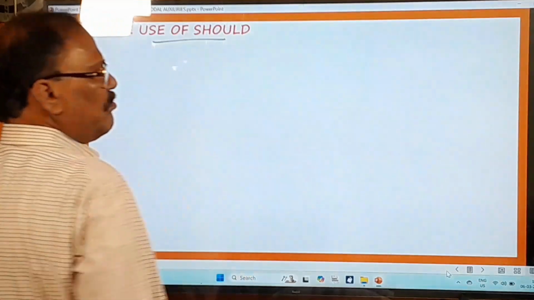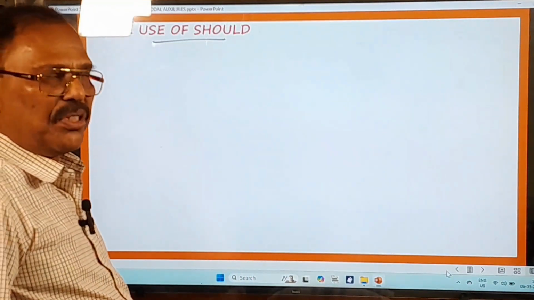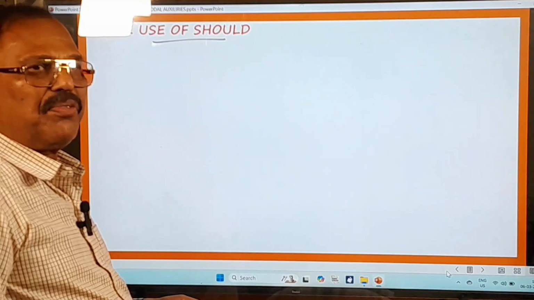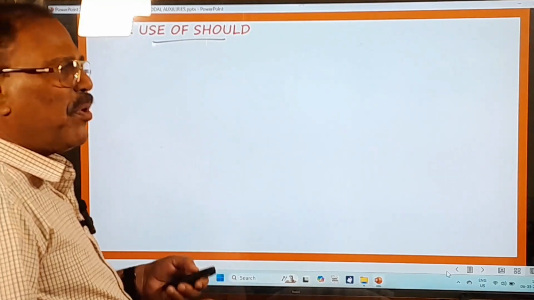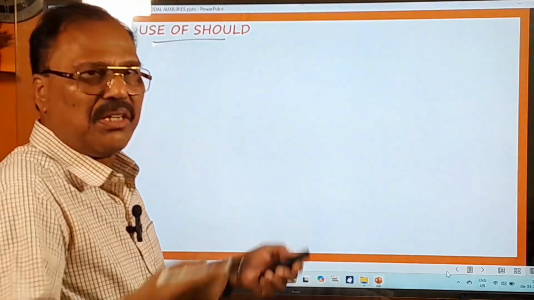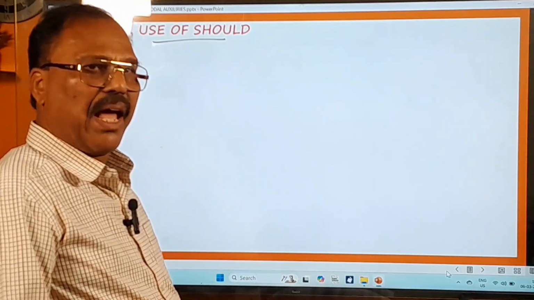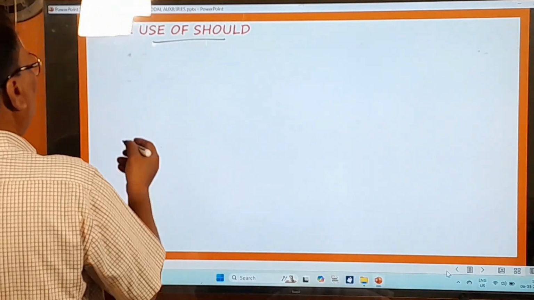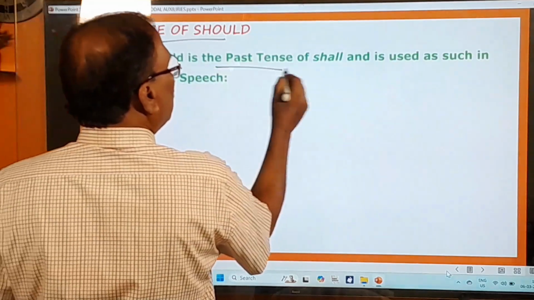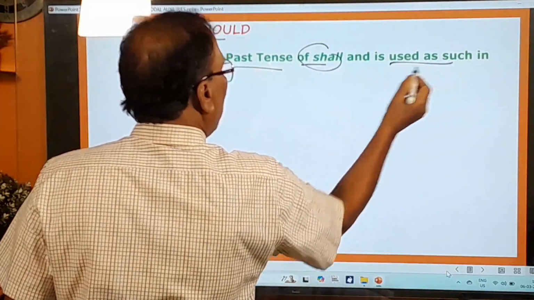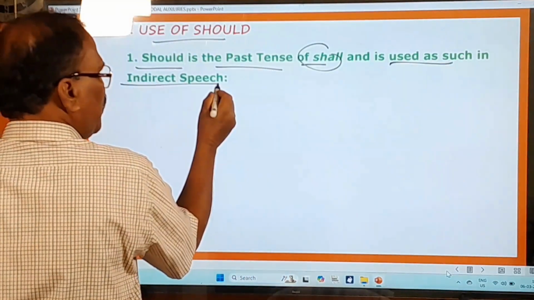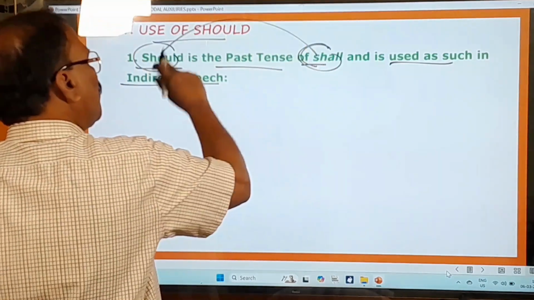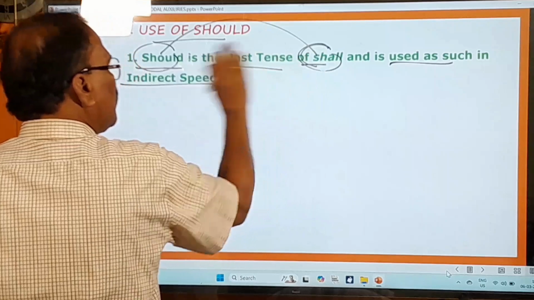Use of should. Now you are going to learn the use of should, and let us learn where this should is used. Should is a beautiful modal auxiliary, and people also make use of this should extensively in their everyday language, everyday life. Okay, and here you pay attention. Should is the past tense of shall, and is used as such in the indirect speech. So should is what? The past tense of shall. Shall past tense is should. Should future tense is shall. So it's something like that.